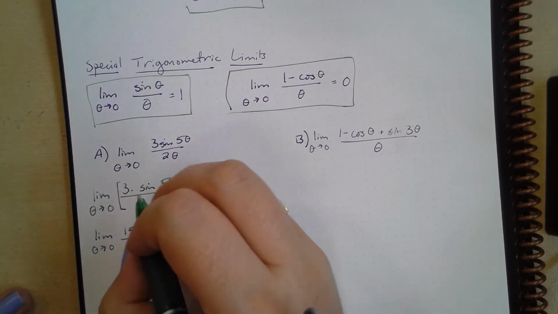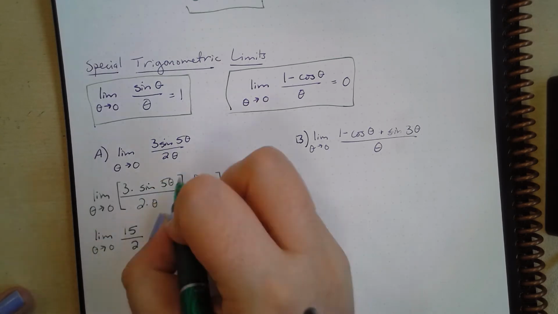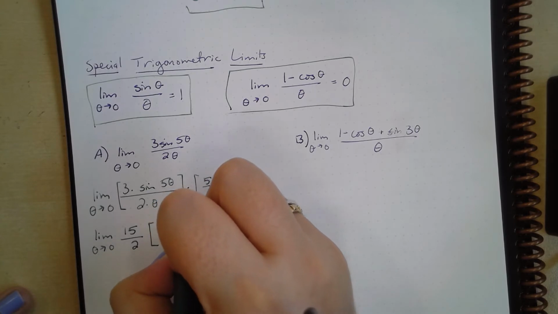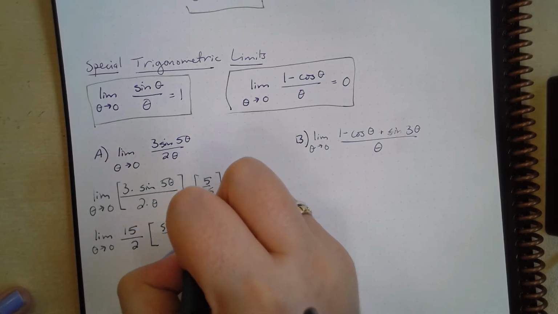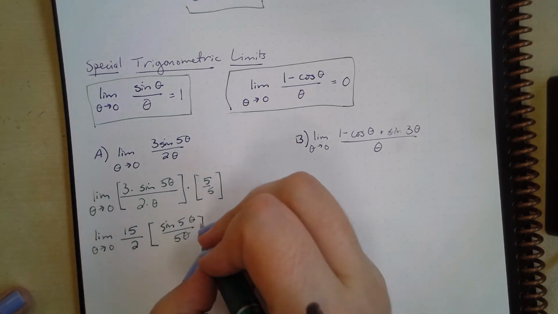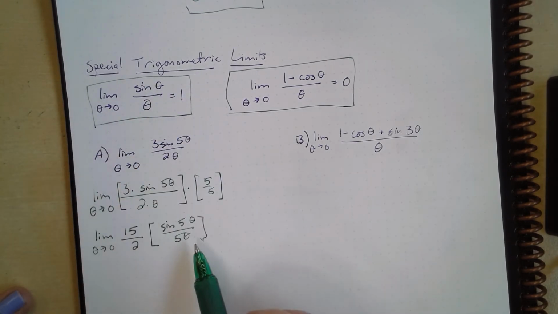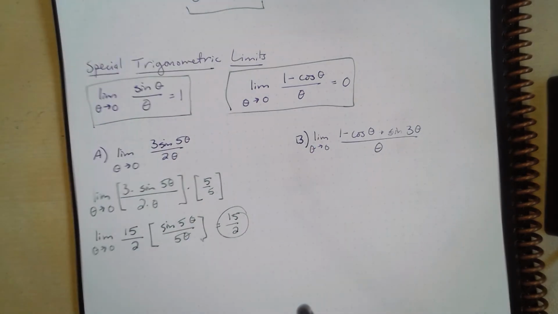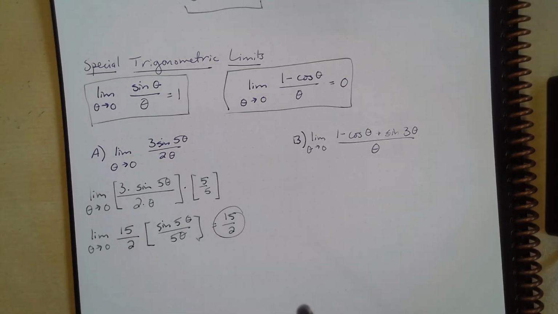over 2, I'm going to leave that 2 there because now I have sine 5 theta over 5 theta, and that should look a little bit familiar up here, right? So our answer now, sine theta over theta, that's going to work out to just be 1. This limit is just going to be equal to 15 halves. Good? Let's do another one.